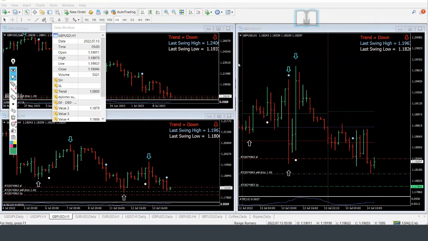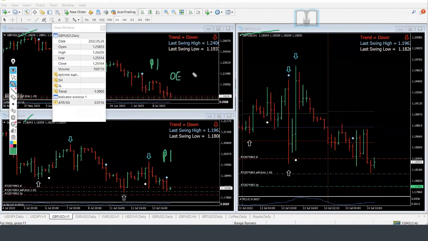So here we are on the GBP USD 1 hour time frame, correlating that with the daily and the 4 hour. Now that's a downtrend. It's a phase one on both these time frames. However, traders, the only thing is that open equity is diminishing towards the downside, so there is a higher probability of this turning around.